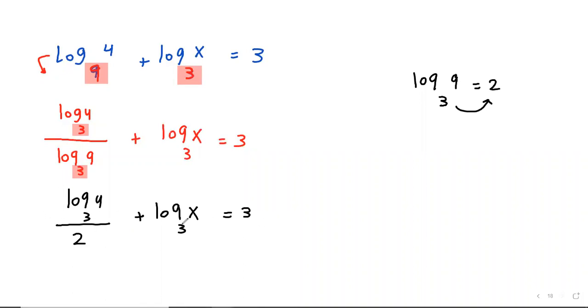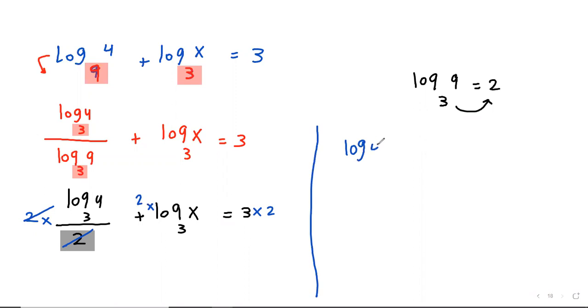Multiply all terms of the equation by 2 to cancel this 2 here, which is written down. Multiply the first term by 2 to cancel this 2, and multiply the other terms by 2 as well. Okay, so cancel 2 and 2. You will end up with log 4.